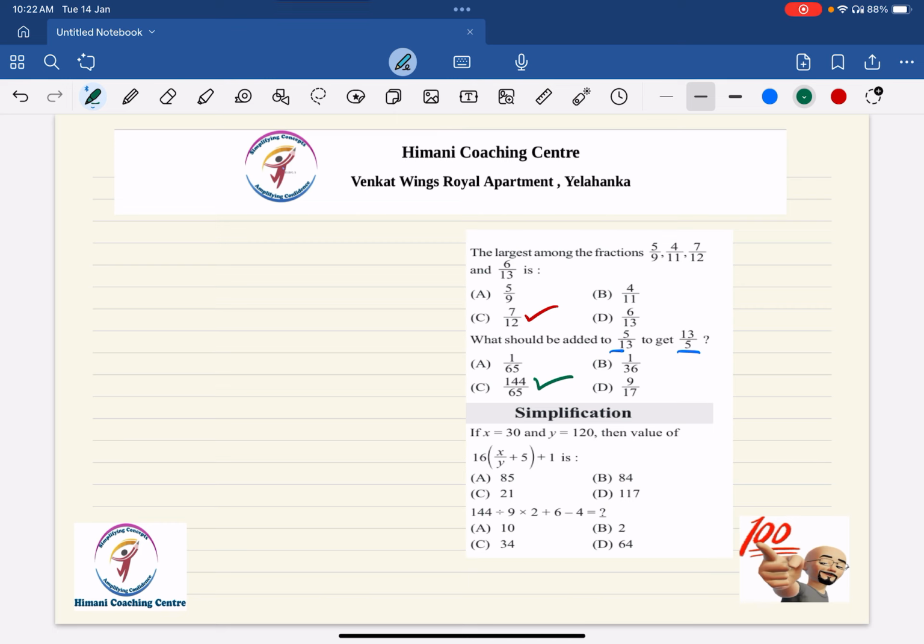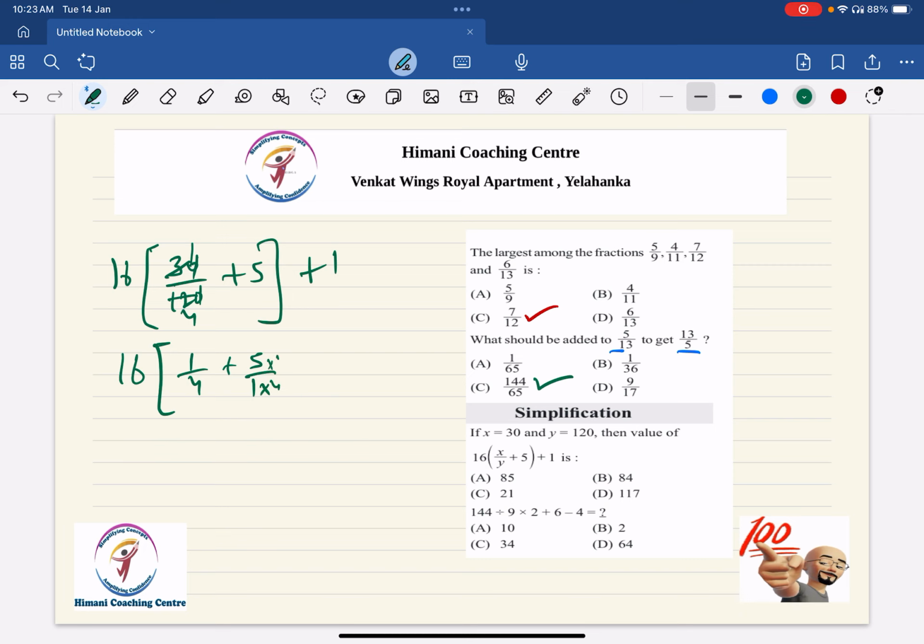Okay. Now let us move to the next question. X is 30, Y is 120. Then the value of 16 times the bracket of x over y plus 5, plus 1. Now x is 30, y is 120. So 30 by 120 plus 5, plus 1. Now 30, so 0, 0 gone. So 1 by 4. We have to solve the bracket inside. So 1 by 4 plus 5 by 1, into 4 here, into 4 here. So we will get 16. Now 5 times 4 is 20, 20 plus 1 is 21. So 16 into 21 over 4, plus 1.